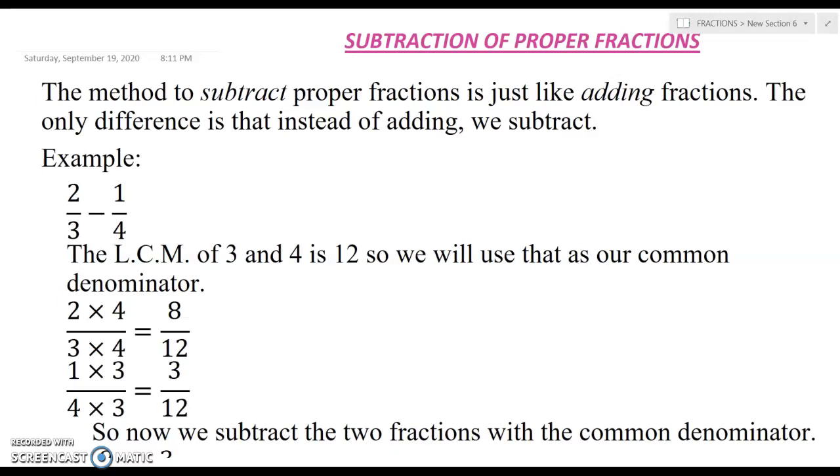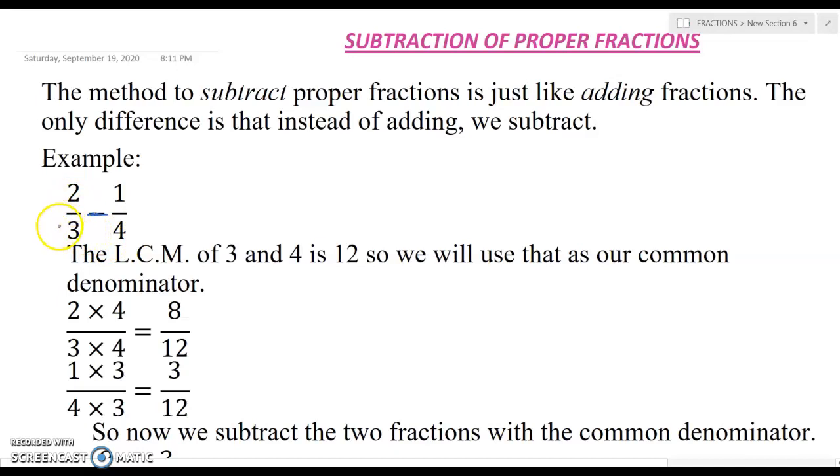Hi everyone, so in this video we'll be looking at subtraction of proper fractions, and then later on we'll be looking at subtraction of mixed fractions, or as some may say mixed numbers. So the method for subtracting proper fractions is just like adding fractions, right? The only difference is that now we have this negative sign, a subtraction sign in the middle there, right? So it's the same procedure.